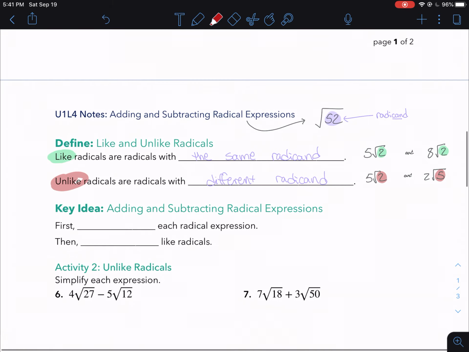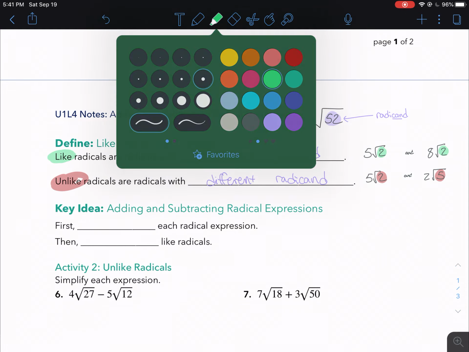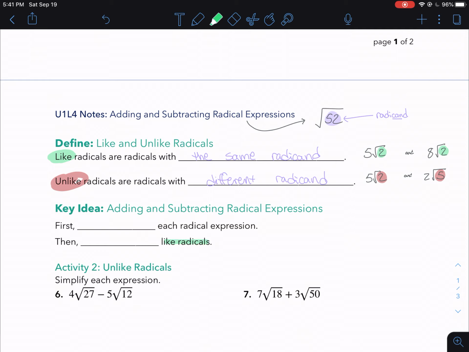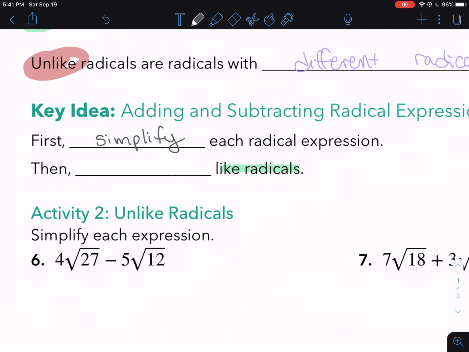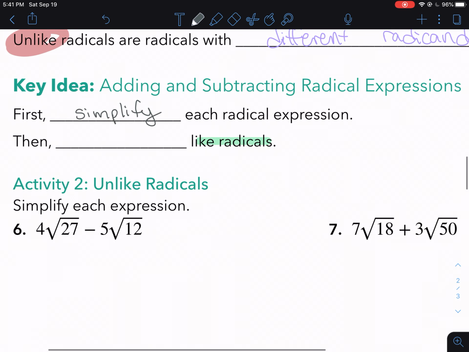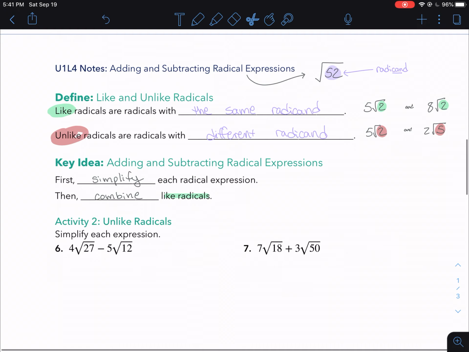So now that we have all of our terms, we're going to add and subtract radical expressions. So what we're going to do first is simplify each radical expression as best as we can. We're going to look at what we have, clean up our ideas, make it as simple as we can. And then from there we will combine like radicals.